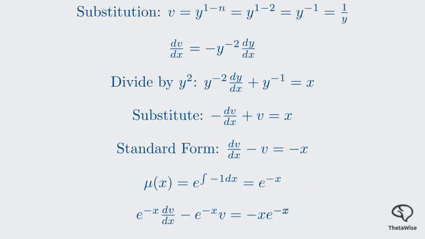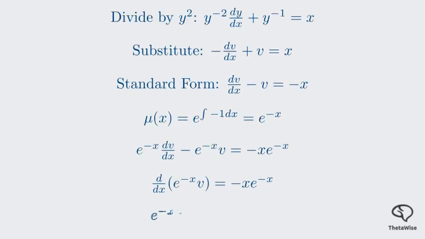Multiplying by e to the negative x gives e to the negative x times dv/dx minus e to the negative x times v equals negative x times e to the negative x. The left side is the derivative of e to the negative x times v. Integrating both sides, we get e to the negative x times v equals the integral of negative x times e to the negative x dx.